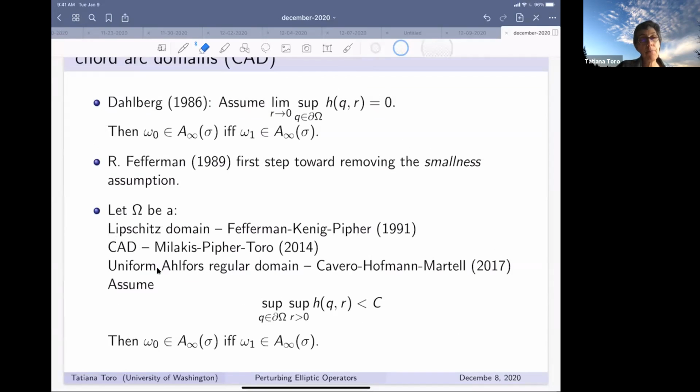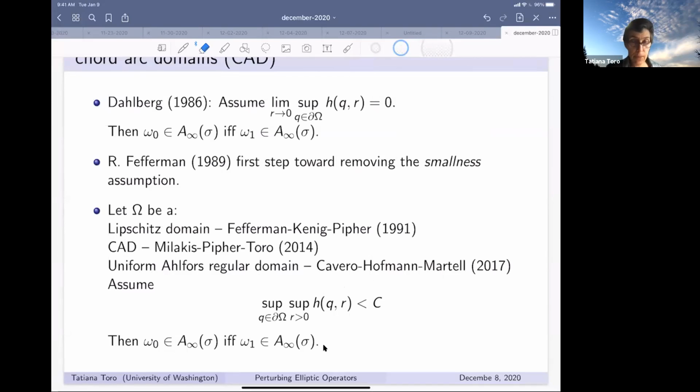Then, using different techniques on uniform domains which are Ahlfors regular, Cavero, Hofmann, and Martell proved the same thing. Okay, remember these domains now do not necessarily have rectifiable boundaries. Nevertheless, the surface measure can be bad, but the relationship still works well.